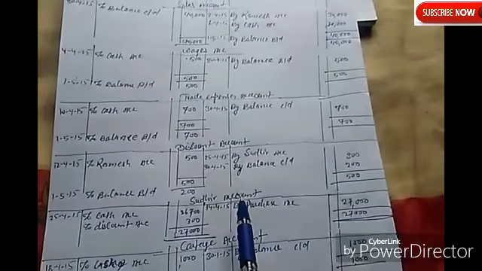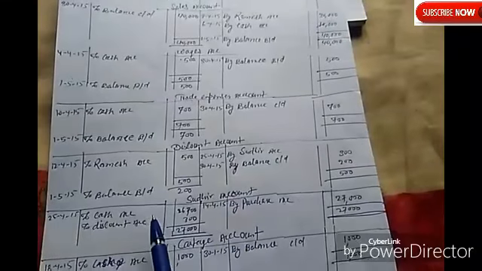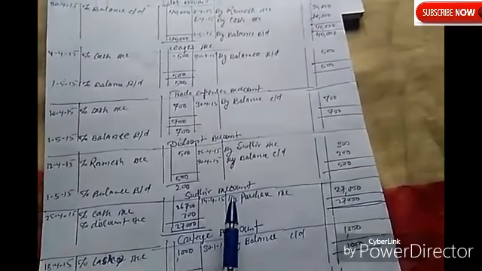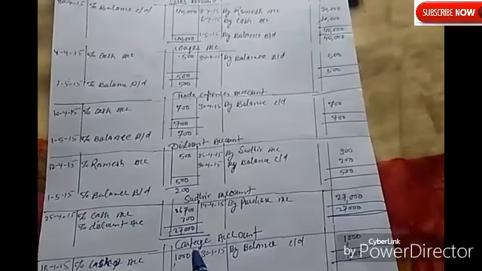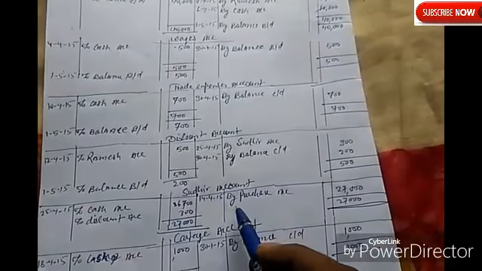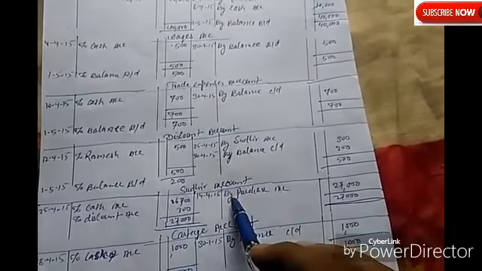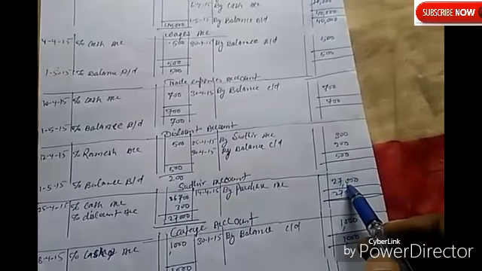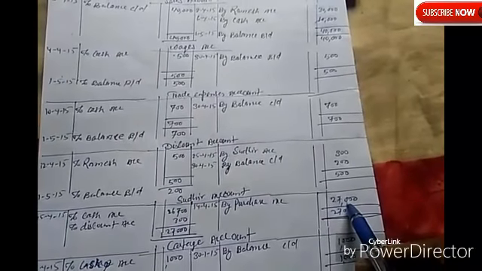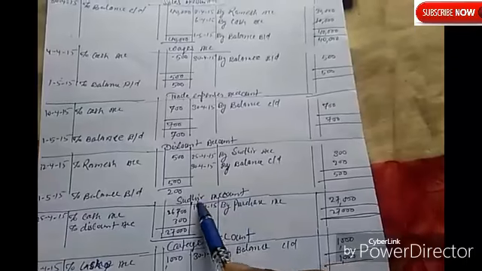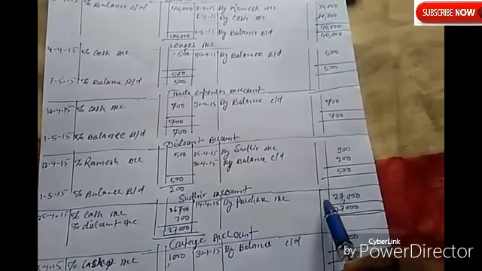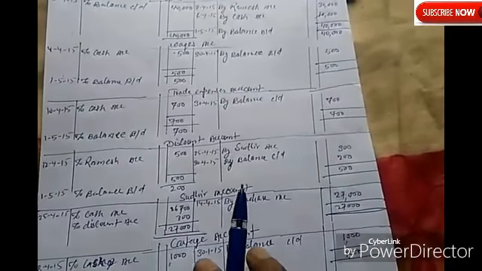So see here the Sudhir account. By purchase account we will write here by purchase account 27,000, because Sudhir is on the credit side, so instead of Sudhir we will put by purchase account 27,000. That is also done.